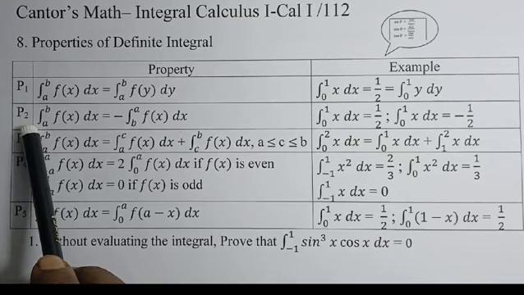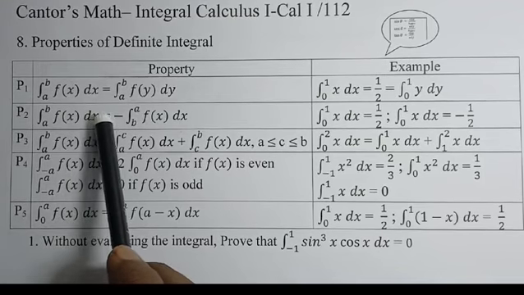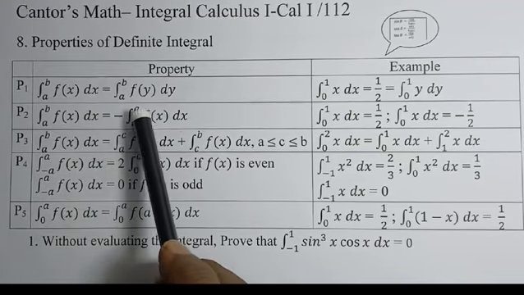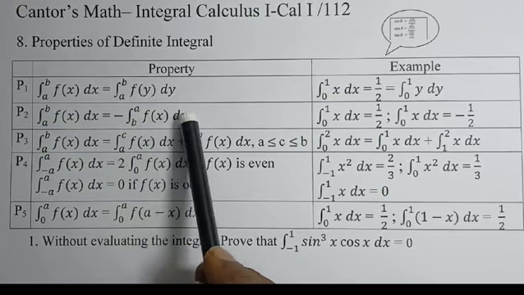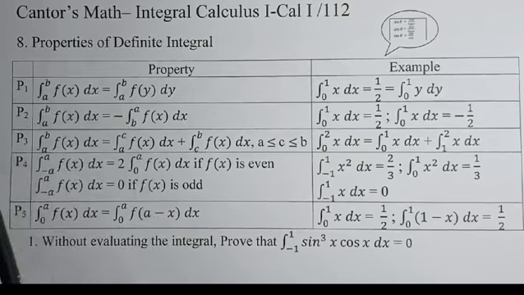Next, property number 2: integral a to b f of x dx, if you interchange the limits, that is a to b changed to b to a, f of x dx, then you will get a minus sign.